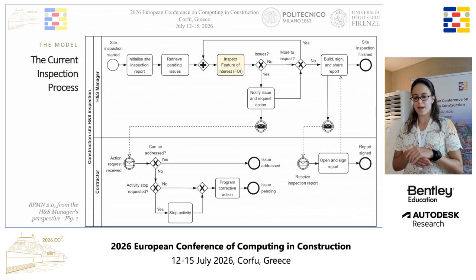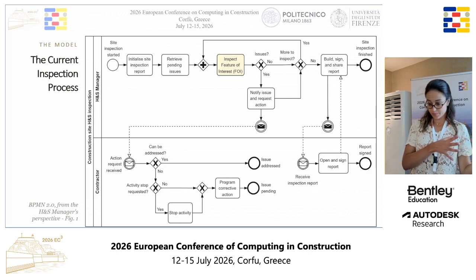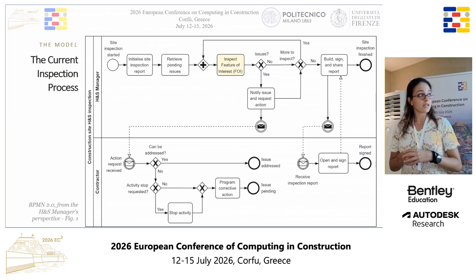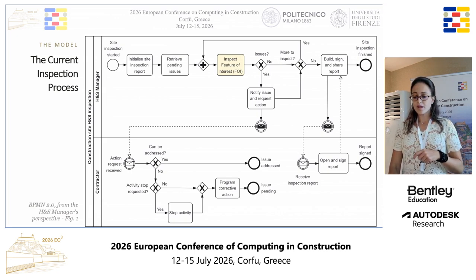is the first BPMN, and it represents the complete inspection process from the perspective of the H&S Manager. This inspection is based on an Italian context and starts by creating a new inspection report and reviewing any pending issues from previous inspections. The H&S Manager then performs the site walkthrough, and for every feature of interest, compliance is assessed. If no issue is found, the inspection simply continues to the next observation.